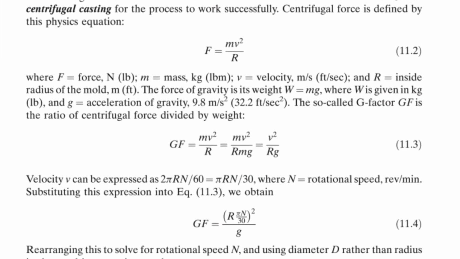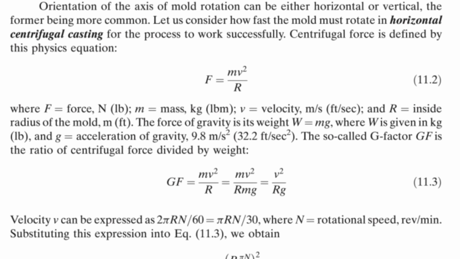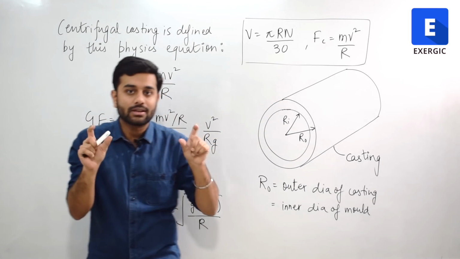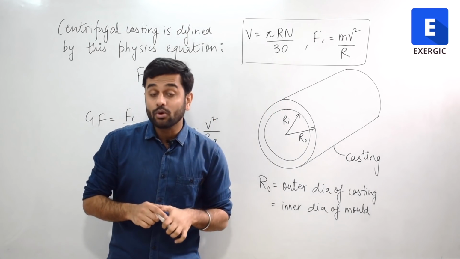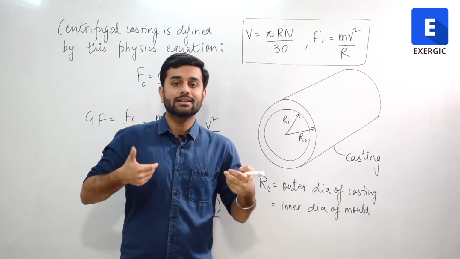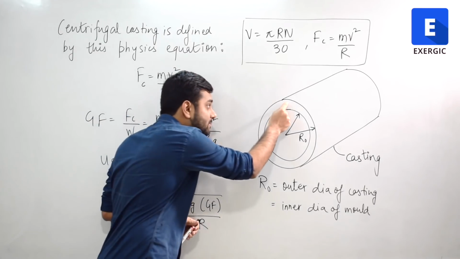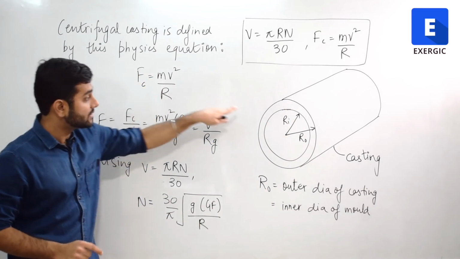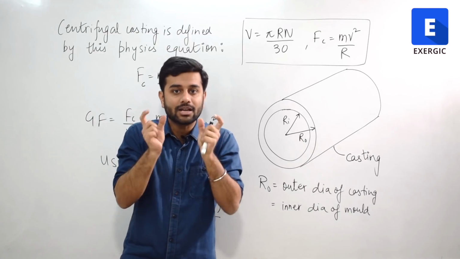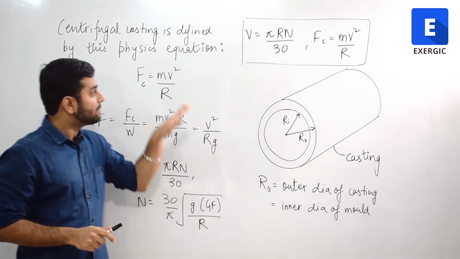The first statement that they have used to find the centrifugal force is: centrifugal casting is defined by this physics equation. This molten metal which is pressing against the mold is undergoing a centrifugal force, right? That centrifugal force ensures that it sticks to the surface of the mold. The mass we are taking is of the casting. Please don't think that we are taking the mass of the mold. We are taking the mass of the part which we are ultimately casting from the molten metal.